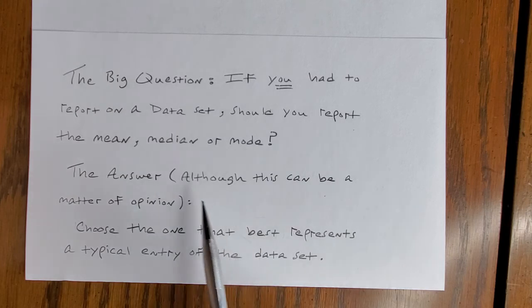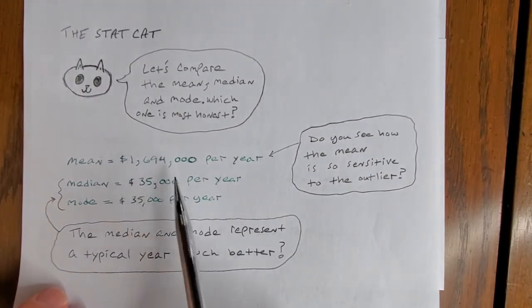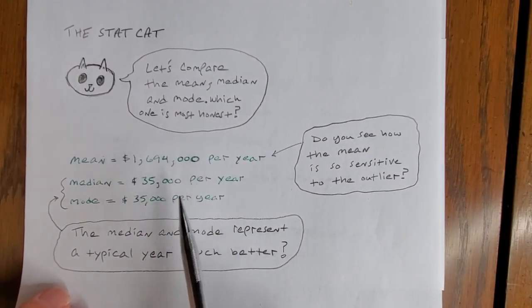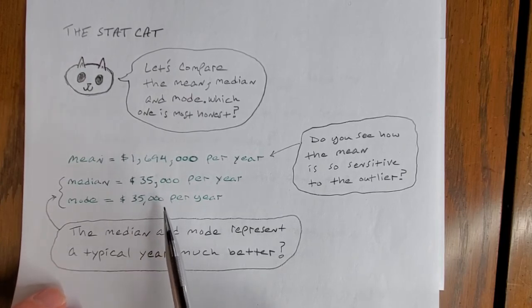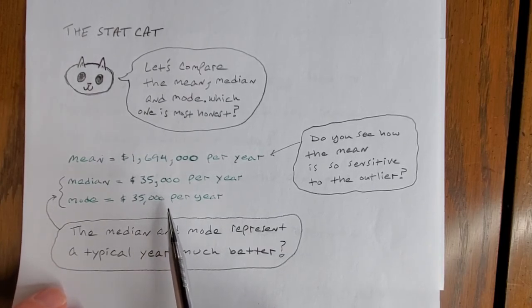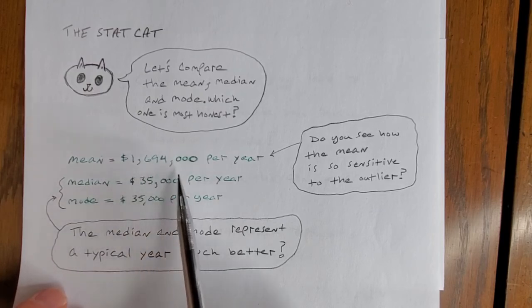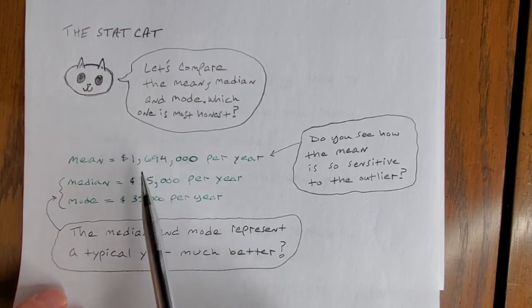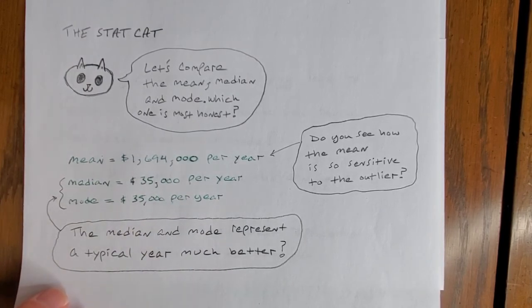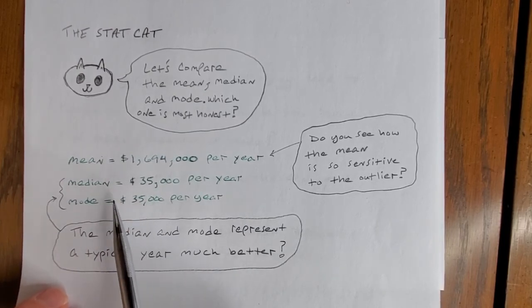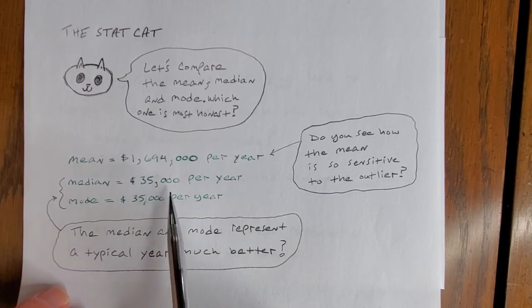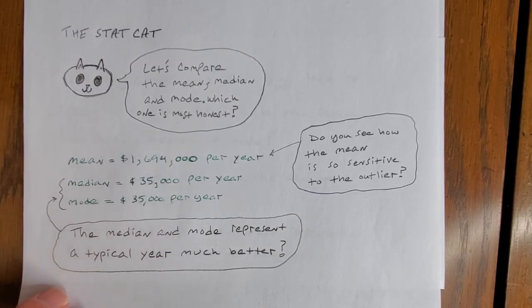Now, why else do I say it's a matter of opinion? Well, the number John might want to tell you is different than the number you or I might want to say if we were being impartial. Remember, maybe John wants to sound like a real big shot and say his mean salary is over $1 million a year. Whereas if we're being honest, we'll say it's more like the median is $35,000 per year. That would be more honest.